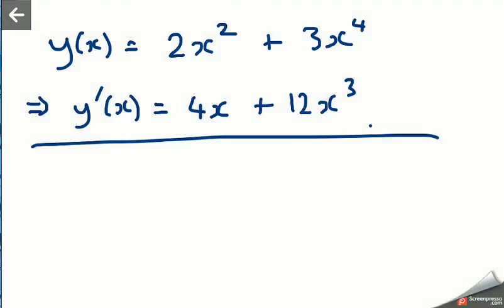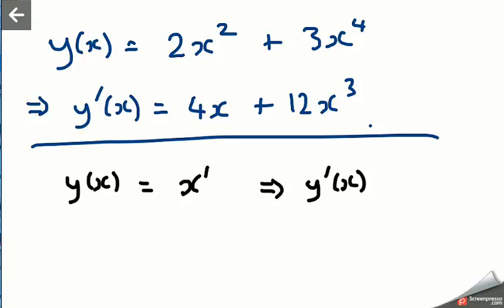What about x to the power of 1? How do we differentiate that? Let y of x equal just x, x to the power of 1. What is y prime of x? Again, we bring the 1 down. So y prime of x is equal to 1 times x to the power of 1 minus 1. That's 1 times x to the power of 0, and that's just equal to 1, because anything to the power of 0 is 1. So whenever you've got x to the power of 1, when you differentiate it, it's just a constant.